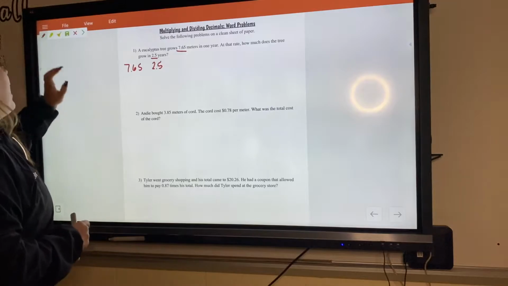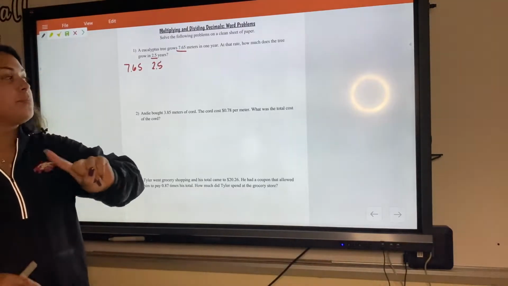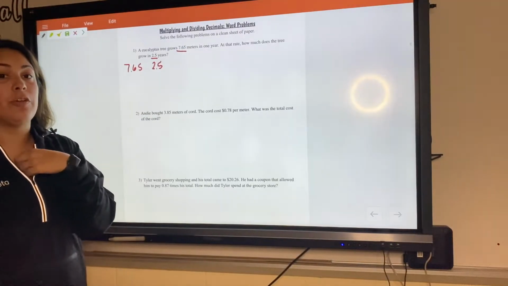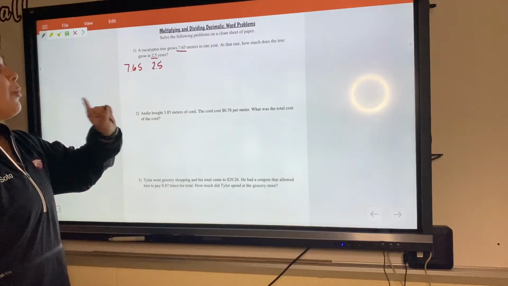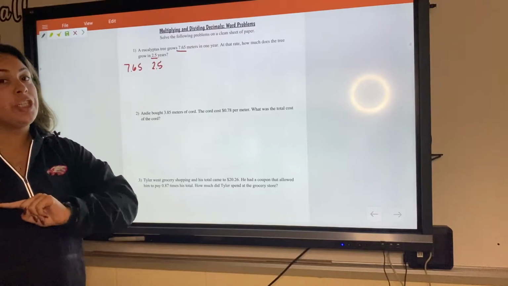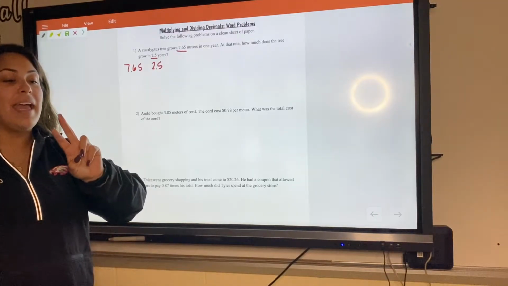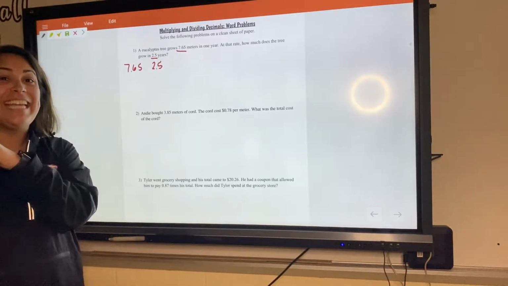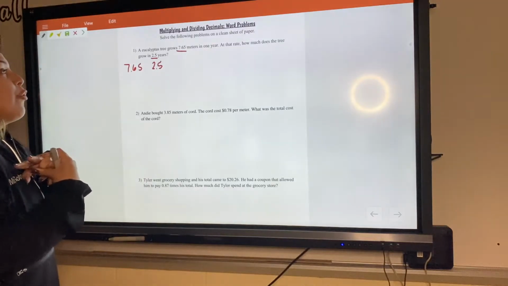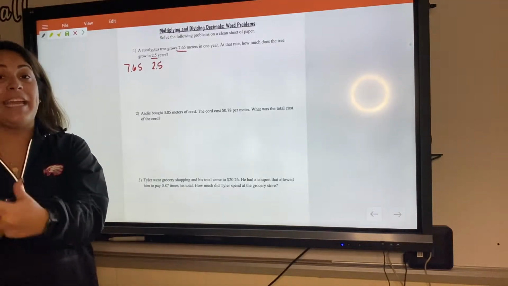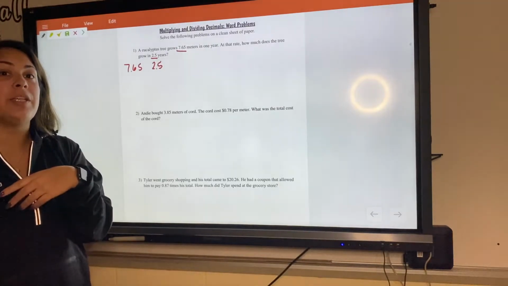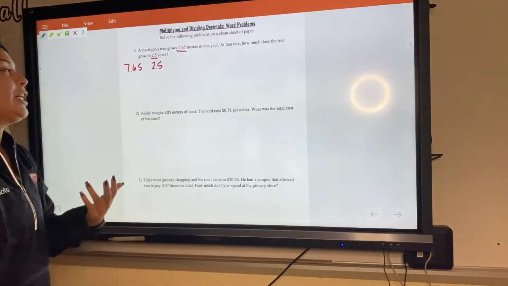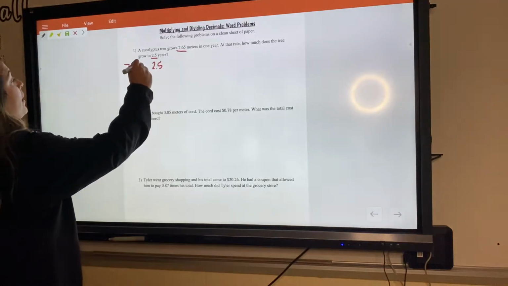So it says that in 1 year, a eucalyptus tree grows 7.65 meters. That's 1 year. We want to know how much it's going to grow in 2.5 years. So this is going to be multiplication because we know how much it is for 1 year, but we want to know how much it's going to be for more than 1 year. So this is a multiplication problem.